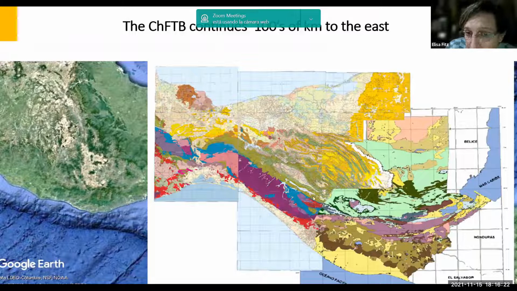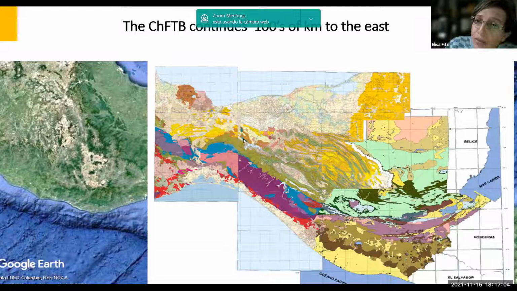This 60 by 40 kilometers rectangle is the largest exposure of Mississippian and Permian sedimentary rocks in Mexico, actually. But these rocks are not only exposed in this little area; they have been reported pretty much across the central part of Guatemala. And there are even some rocks of the same age that have been correlated with them in the Mayan Mountains in Belize.